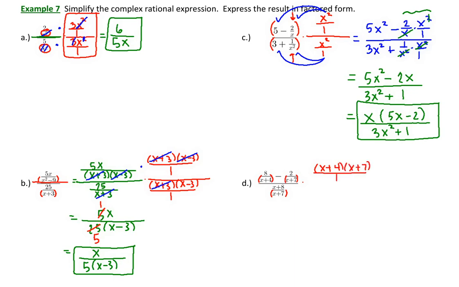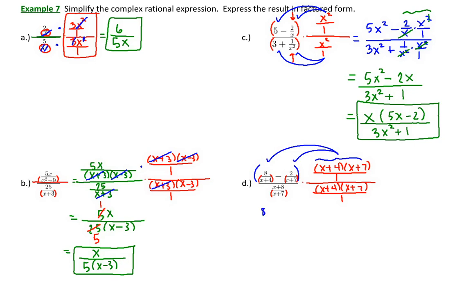So I want to multiply the top by the LCD and the bottom by the LCD. And as usual, I'm going to put it over 1 to be clear. We do have to be careful here because in the original numerator we had 2 terms, right? So I'm going to have to take my LCD and distribute it to each term. Here's what that's going to look like.